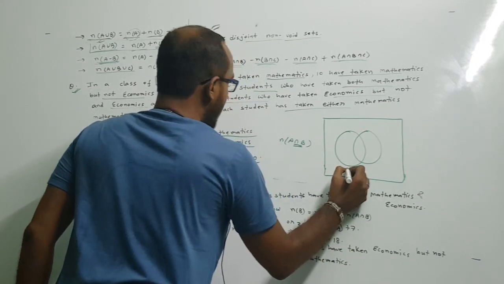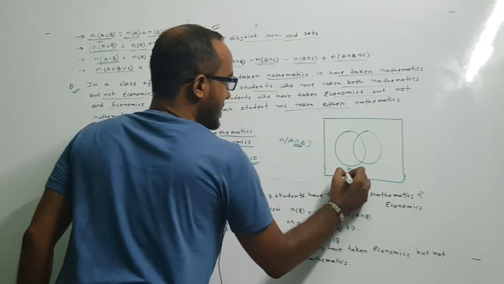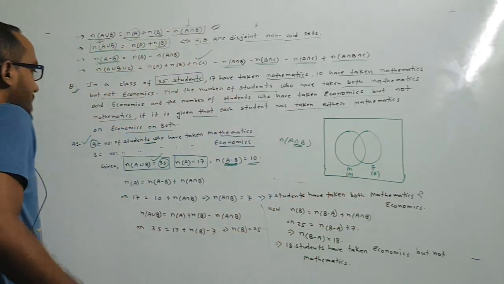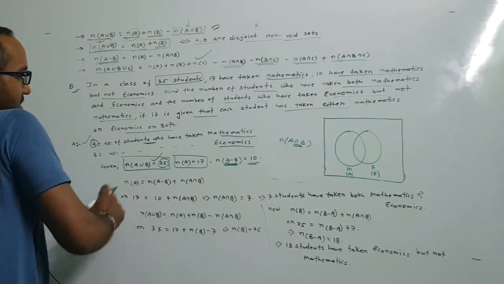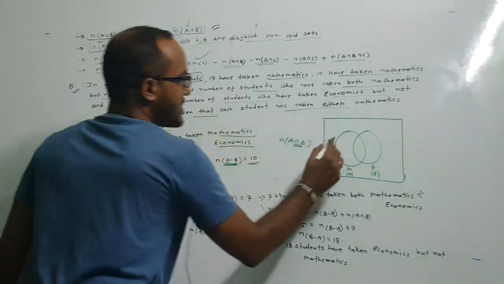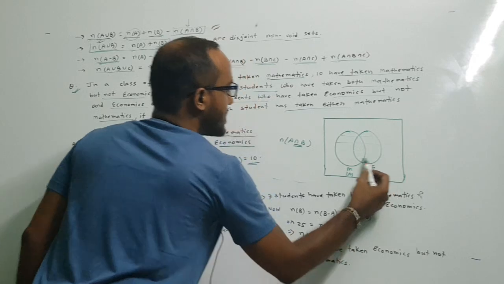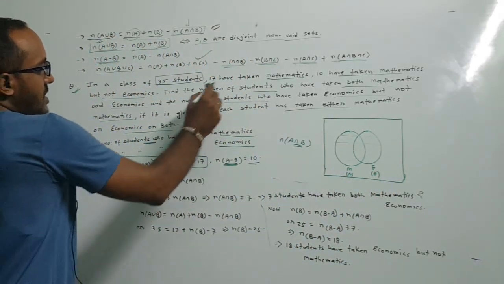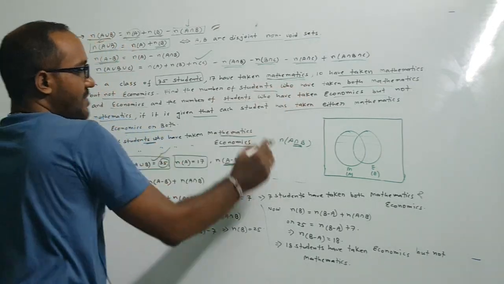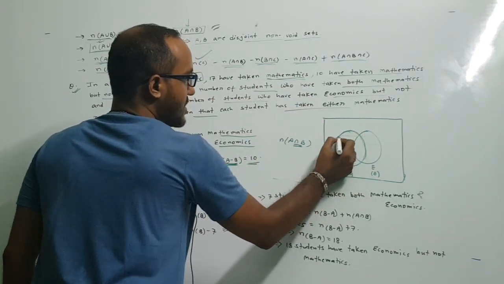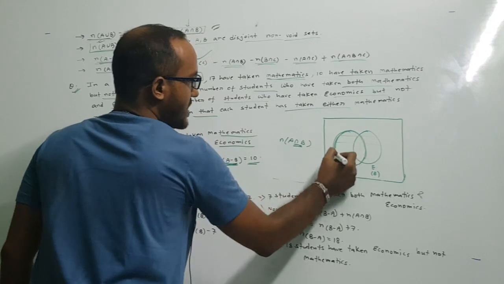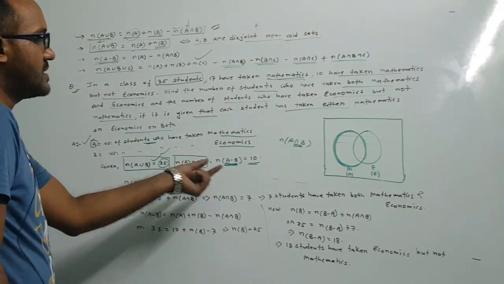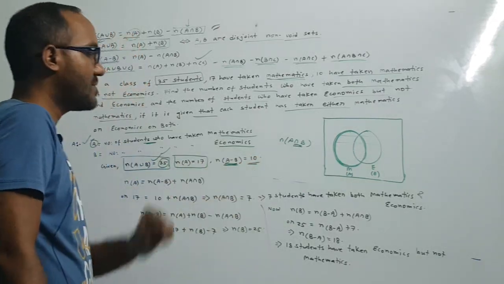Now let us say this is your A set, that means this is mathematics. And this is your economics, that means we have taken it as B set. Now see, it is given that a total of 35 students, that means this whole set, economics and mathematics, total is given as 35. It is clear. 17 students have taken mathematics, that means this whole thing is your mathematics. So n of A is 17 given.